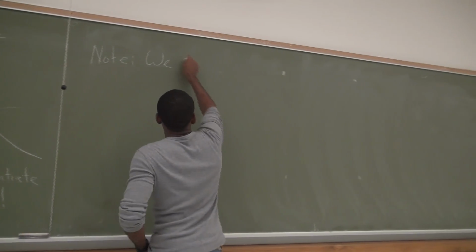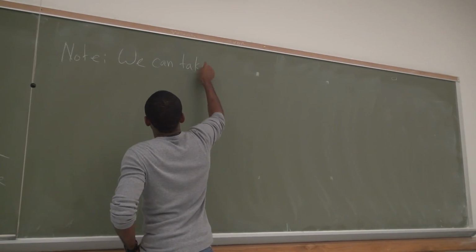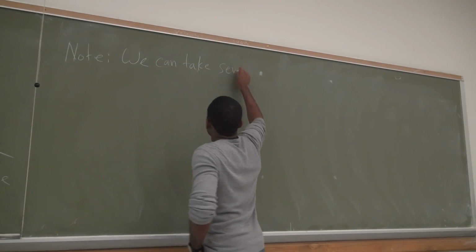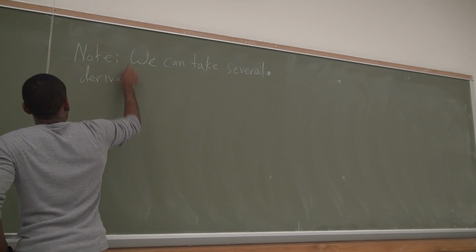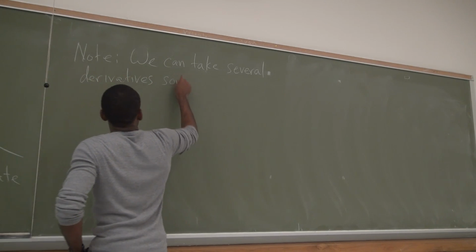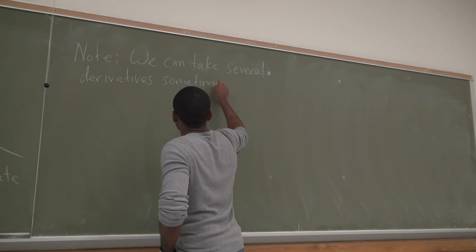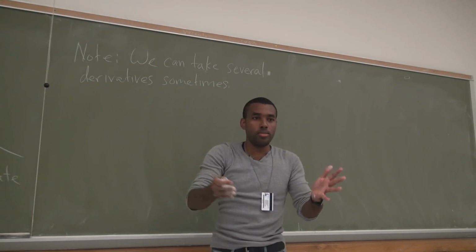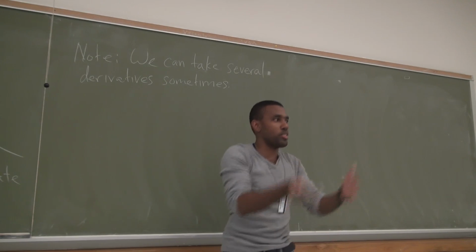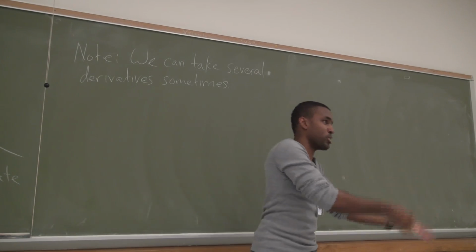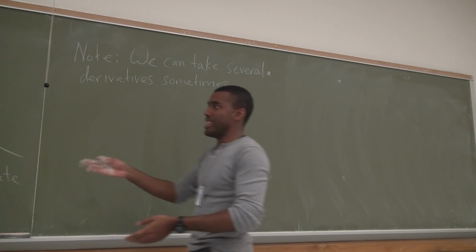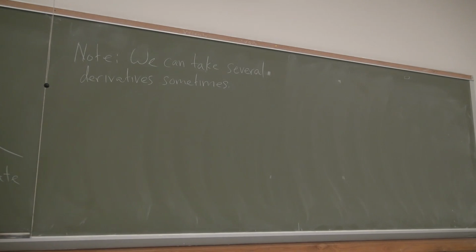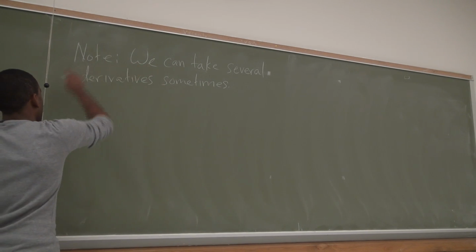Something else you'll need to know, we can take several derivatives sometimes. That means if you take a derivative and you get an answer, a lot of times you can take a derivative again. And then you can probably take a derivative again, and again, right? In Calc 3, you really learn about functions where you can take derivatives a certain number of times, but just know that it's possible to take a second derivative, a third derivative, a fourth derivative.